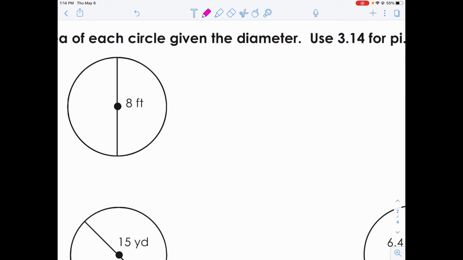So to find a radius when they give you the diameter, you take the diameter, which is 8 on this one, and you divide it by 2. So anytime they give you the diameter, to find the radius, you simply divide the number by 2. On this one, 8 divided by 2 is 4, so the radius of this circle is 4 feet.